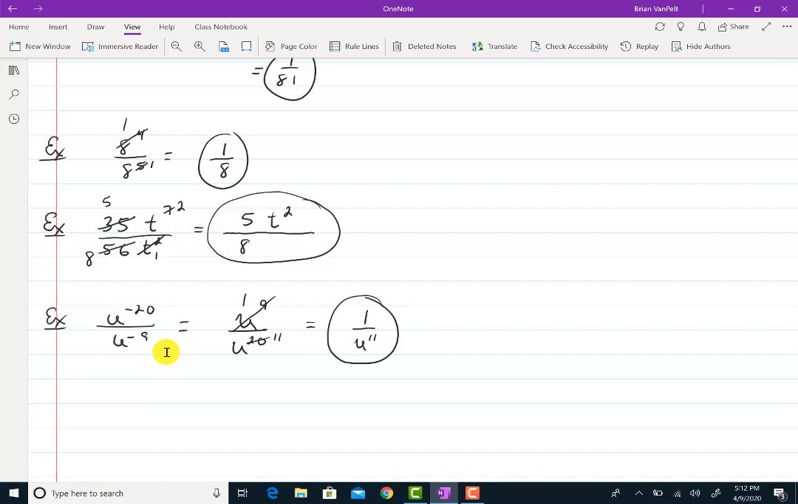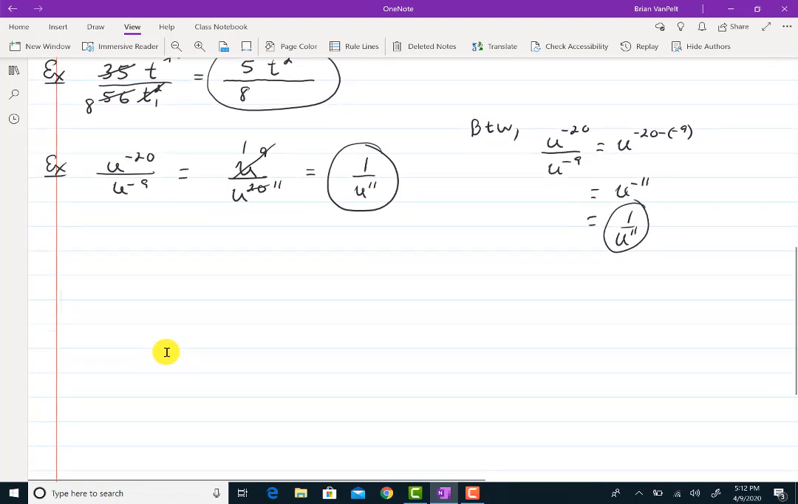Now, by the way, if you wanted to do this using the quotient rule, you would have to do u to the negative 20 minus negative 9. That would be u to the negative 11, which is 1 over u to the 11th. I personally would prefer the first way, so that's the way I'm going to proceed as I do these examples.